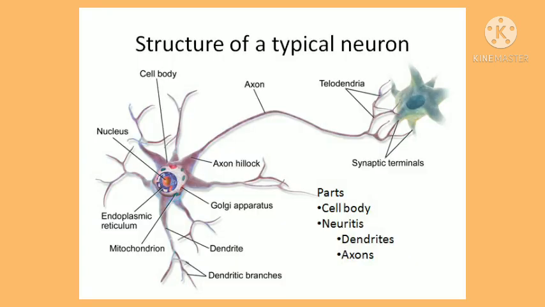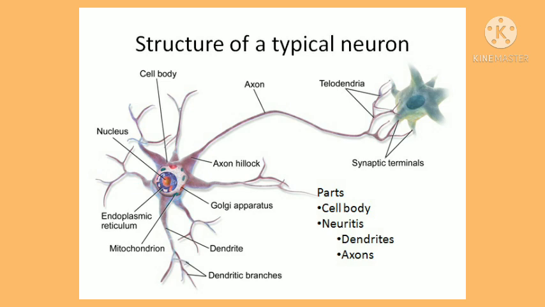The structure of a typical neuron. It has a cell body and neurites. The cell body, otherwise called the soma, contains centrally a nucleus, and also endoplasmic reticulum, mitochondria, Golgi apparatus, and the axon hillock.